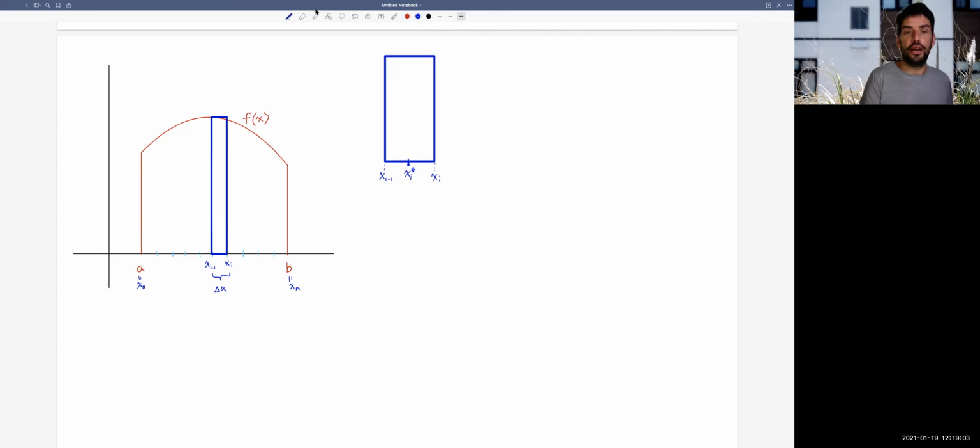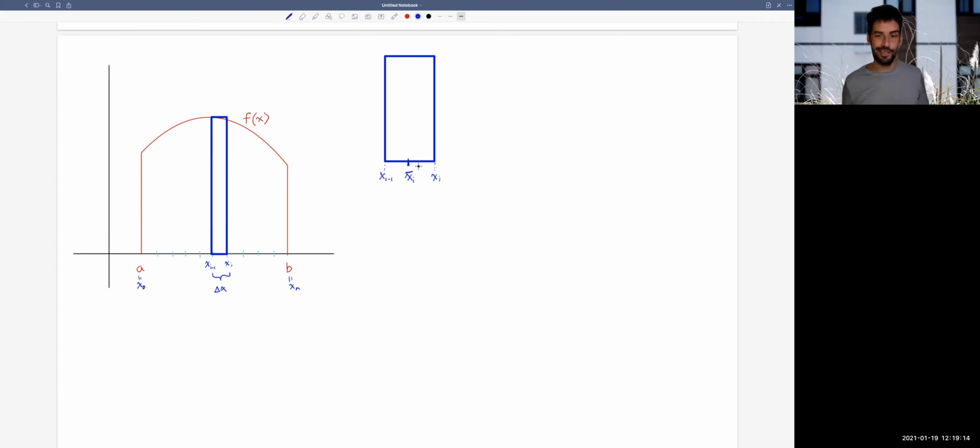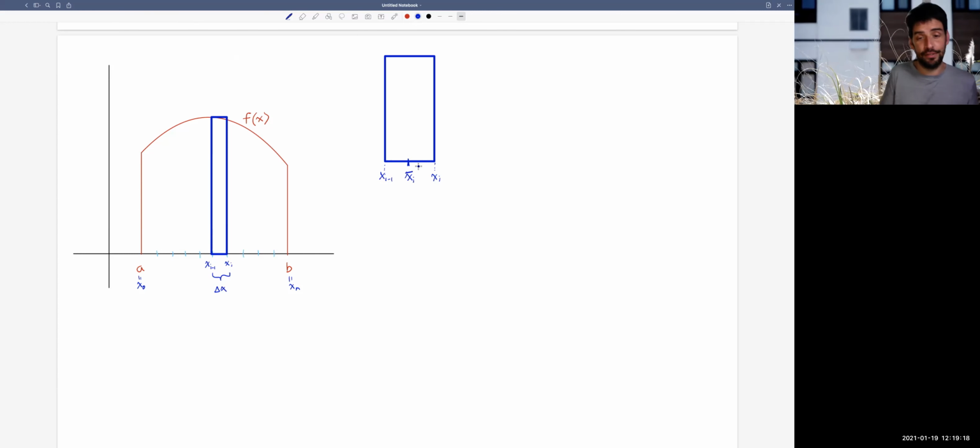Sorry, I want to use a different notation. Instead of x sub i star, let's use a more standard notation: x sub i bar. This is a typical notation for this. In this case, x sub i bar is the mean of those two x values on the left and the right, the one right in the middle.